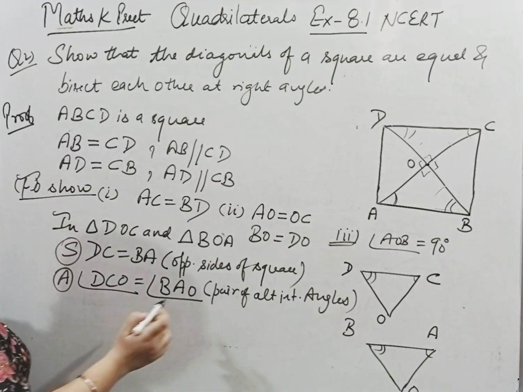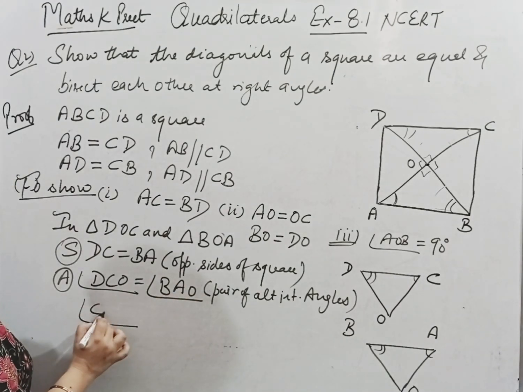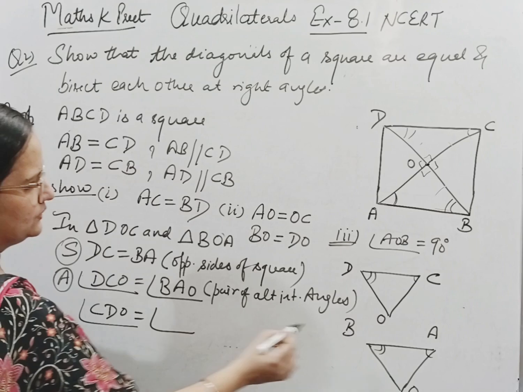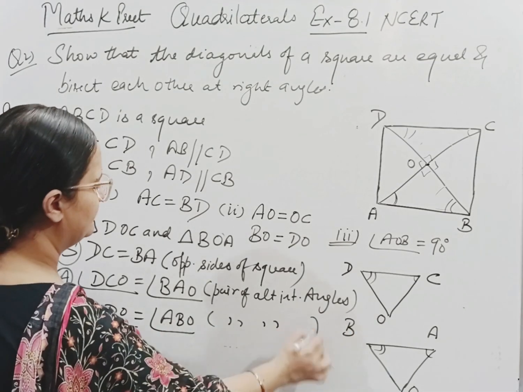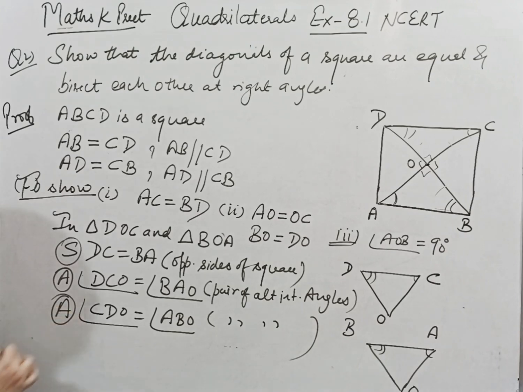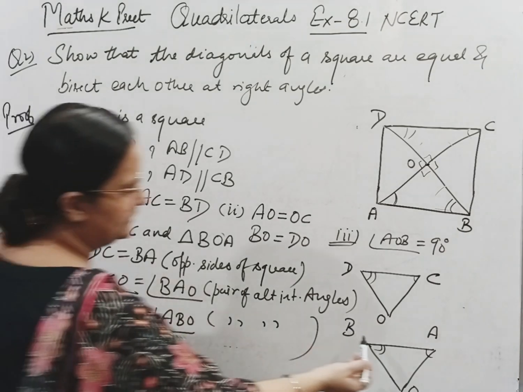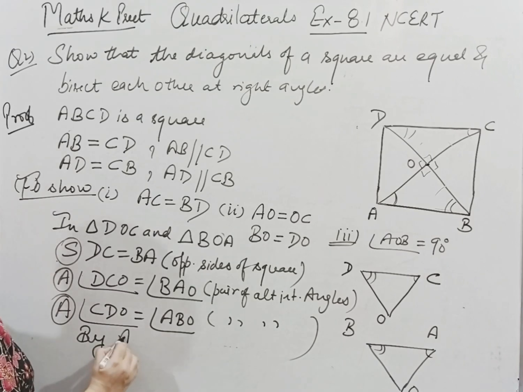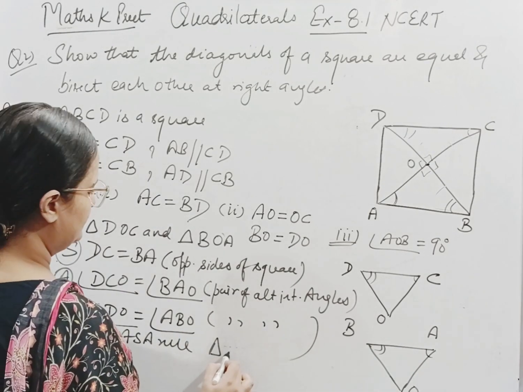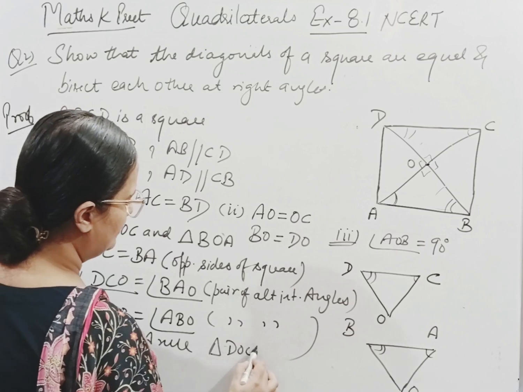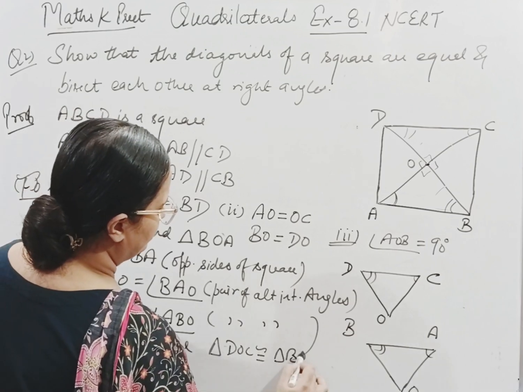So I am writing angle CDO will be equal to angle ABO with the same reason. This is also an angle, therefore the side is included in both the angles. Therefore, by the angle side angle rule, we have proved that these two triangles are congruent. DOC is congruent to BOE.